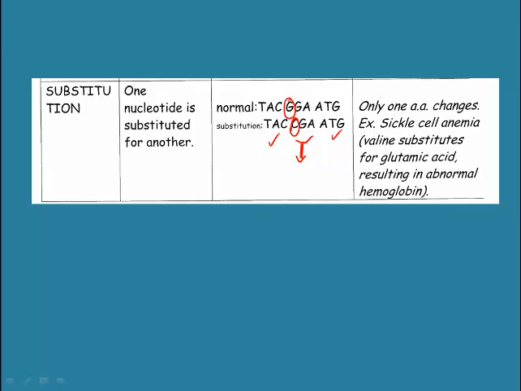Only one amino acid change results in sickle cell anemia, and in this case valine substitutes for glutamic acid, resulting in abnormal hemoglobin that results in very serious life-altering consequences for the person who has the genetic mutation.